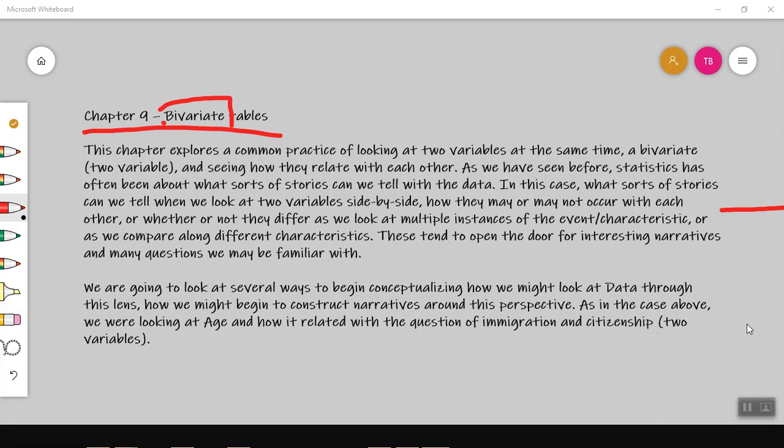So throughout this, there's going to be two main things we're going to do. I'm going to go through the basics, with the common practices of looking at two variables at the same time, a bivariate, meaning two variables. And in the second half, we're going to take a little bit closer look at how these might apply in actual research practice.